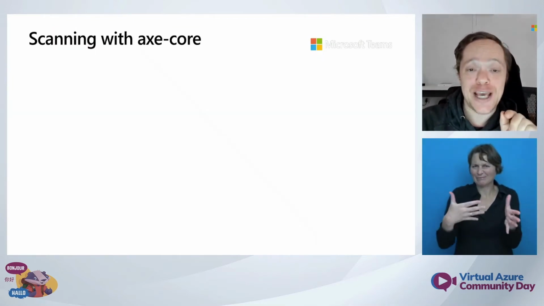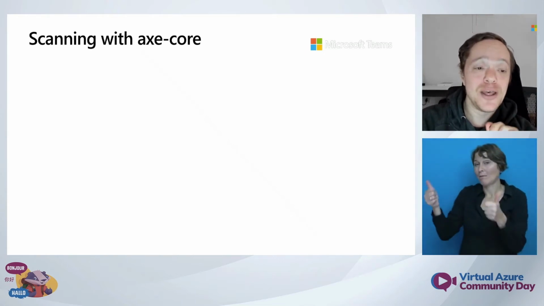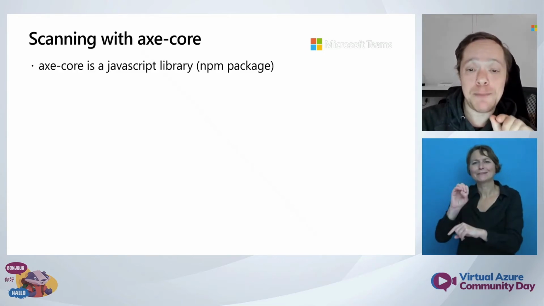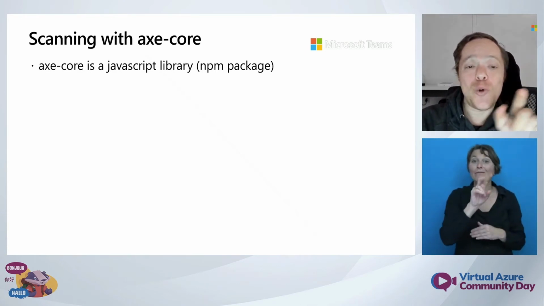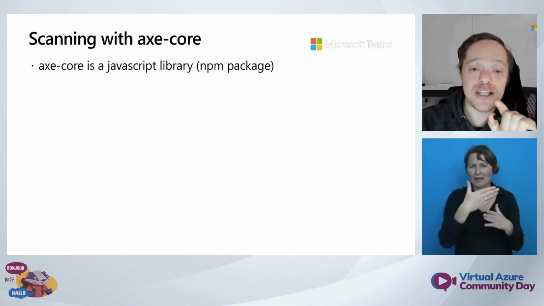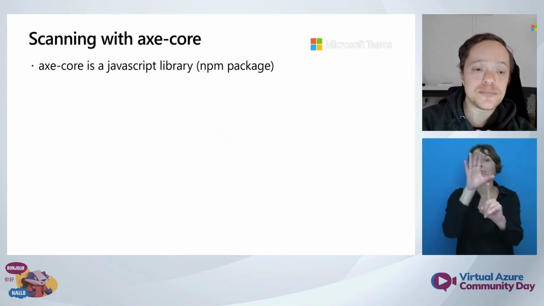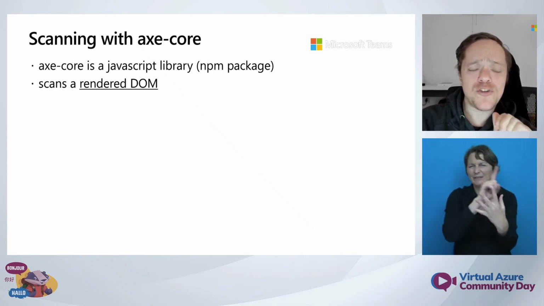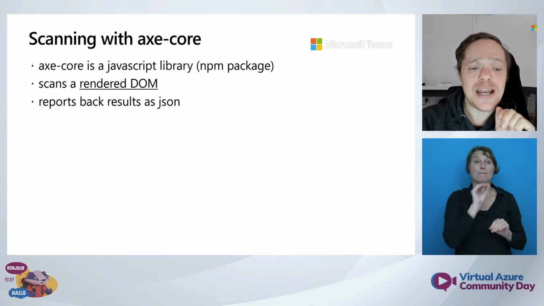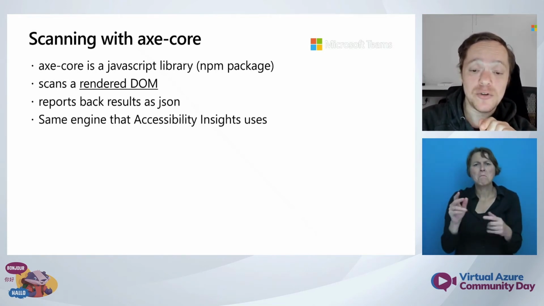So, introducing the Axe Core. It's one of our partners from Deque Labs, the same people who do the Empathy Labs. It's a JavaScript library, NPM packages, and with that JavaScript library, you can integrate it into all other major development frameworks: .NET, Java, TypeScript, C#. It scans a rendered DOM, reports the results back in JSON, and it's the same engine that I'm going to demo to you that Accessibility Insights uses.